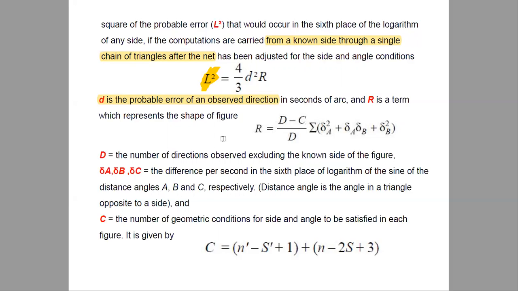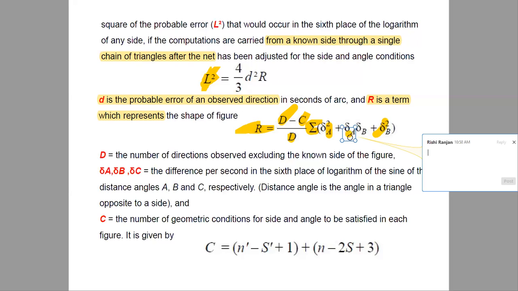And R is a term which represents the shape of figure. Now, for determining R or for calculating the value of R, we have a separate equation for that. That is R is equals to (D minus C) divided by D, into the summation of del square A, del square B, and del A del B.